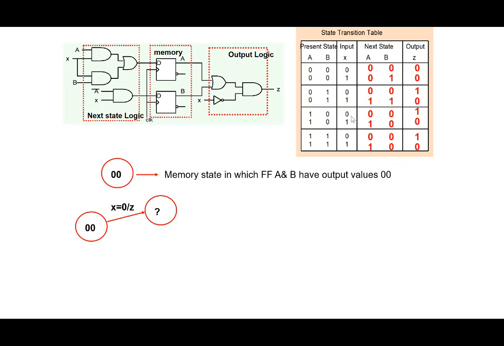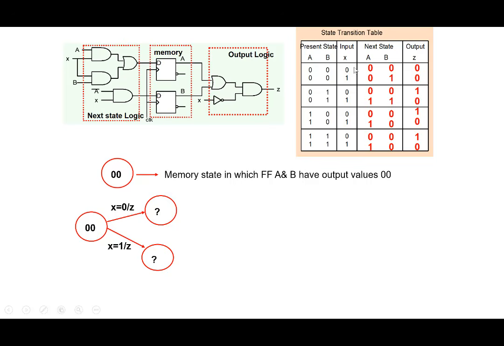So now we can see the table: if the system is in state 0, 0 and X is 0, the system goes to the same state and the output Z equals 0, right? So the system stays in the same state. On the other hand, when the system is in the 0, 0 state and we get a 1, then the system will go to some other state and there would be an output here.